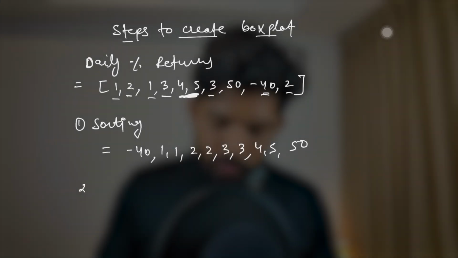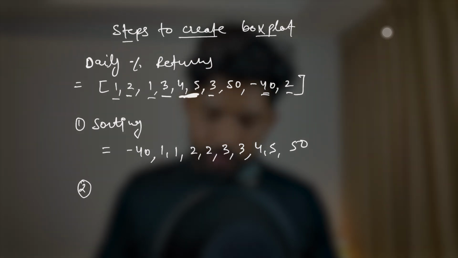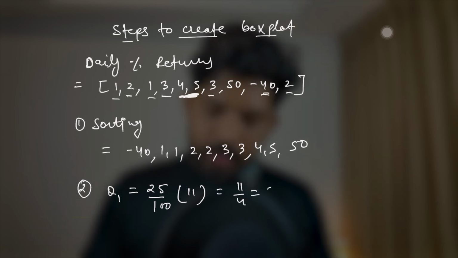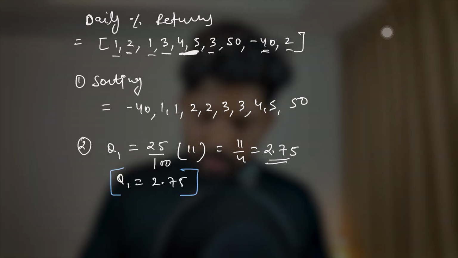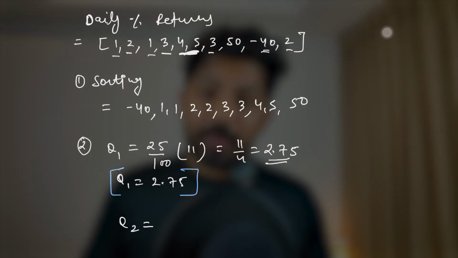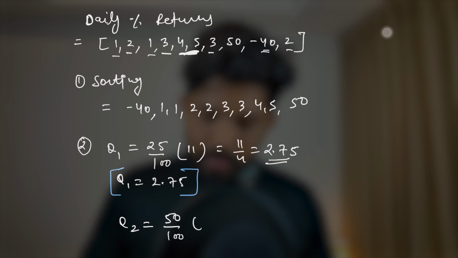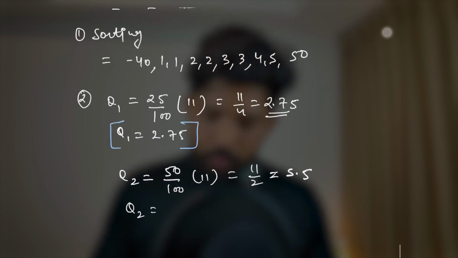Now, the second step is to find Q1, Q2, and Q3. So I'll find Q1 first, the 25th percentile, right? This means 25 divided by 100 times (n plus 1), which is 11. So I can write 11 by 4, which is 2.75, correct? This is Q1, so I can simply write Q1 equals 2.75. Okay, now let's find Q2, which is the median, or I can say the 50th percentile, which is 50 by 100 times 11, which is 11 by 2, which is 5.5, right? So I can write here Q2 is 5.5.